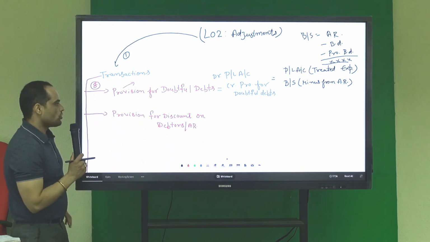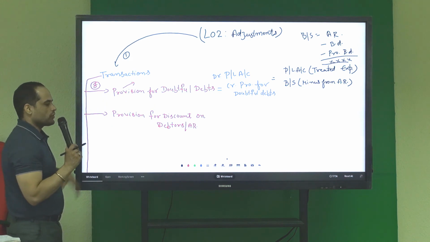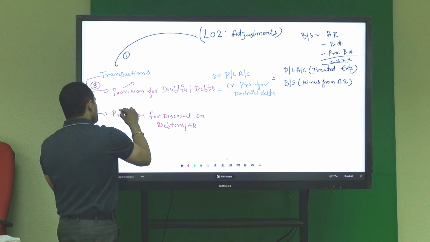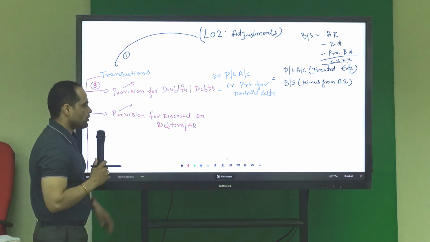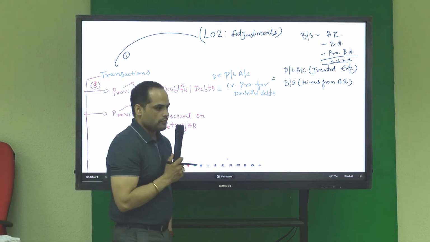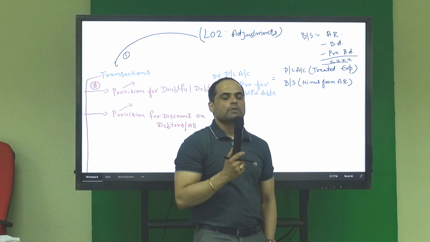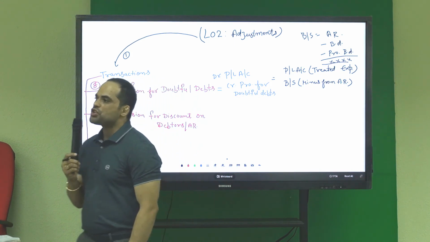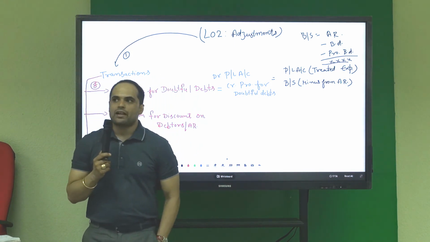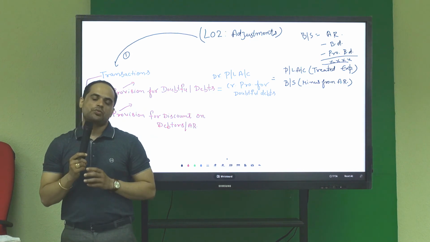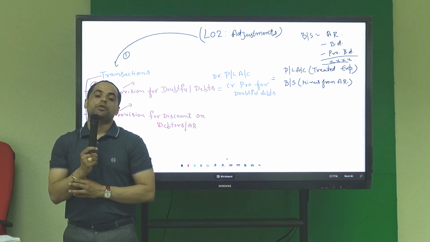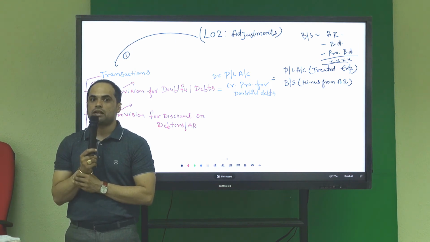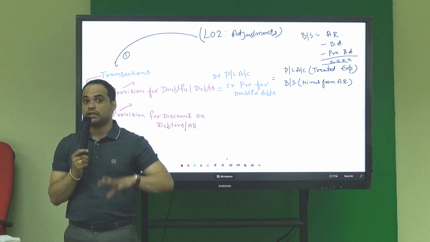Provision for discounts on debtors or account receivable, because debtors means account receivable. So what does it mean, provision for discount on account receivable? It means we make a provision that we will give discounts to our account receivable in order to receive money fast, or receive money earlier than the due date.